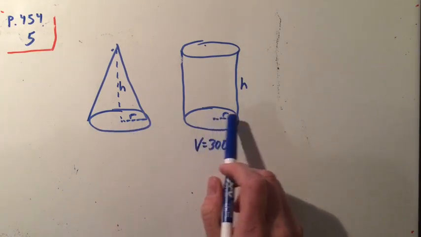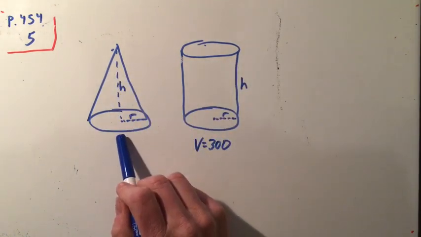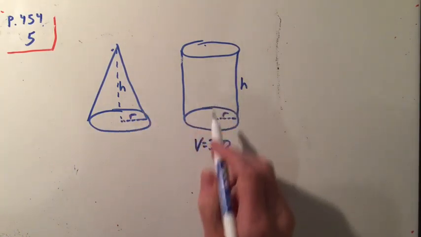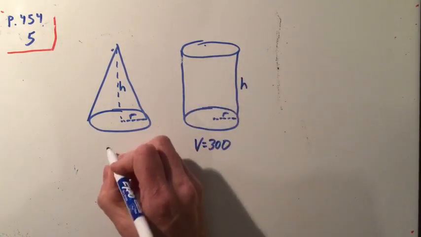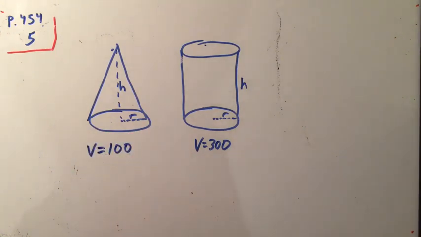If they have the exact same radius and they have the exact same height, then the volume of the cone is 1/3 of the volume of the cylinder. So we don't have to do much math here. We just know that if that's 300, this has got to be 1/3 of that. So that volume is also going to be 1/3 of 300, which is 100.